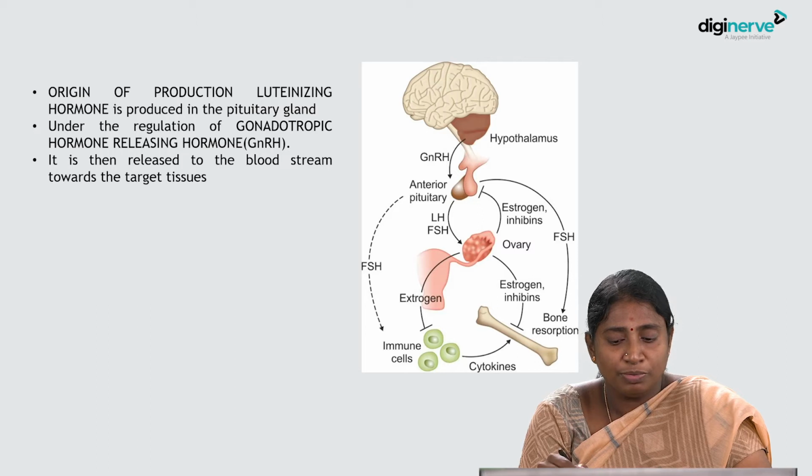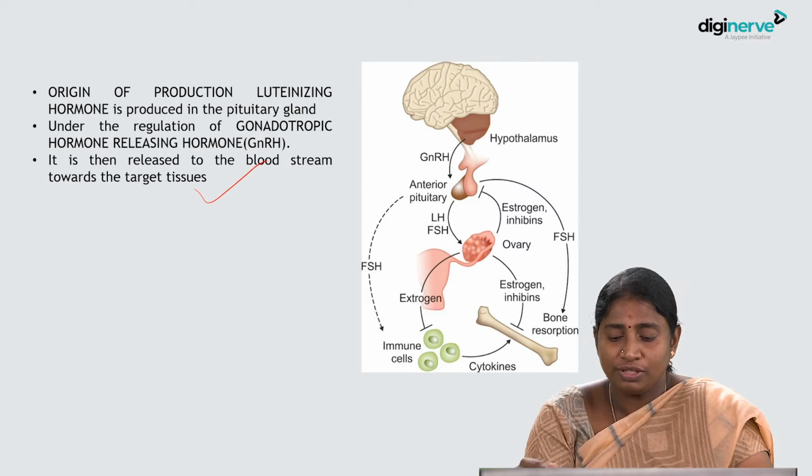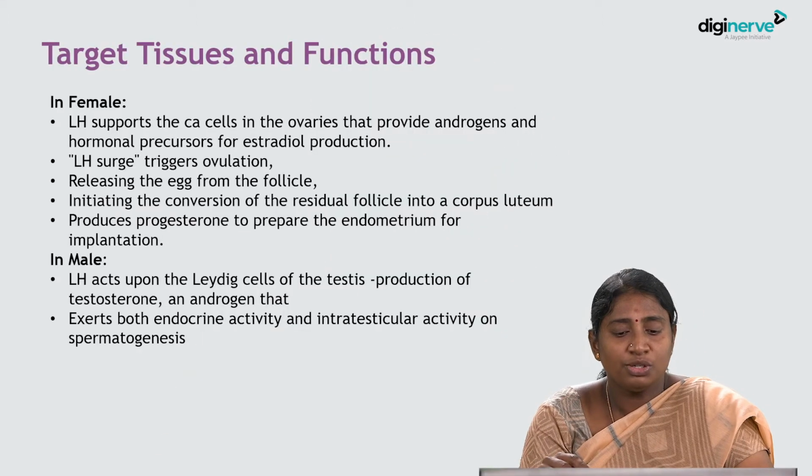So what's the origin and production of luteinizing hormone? It's produced in the pituitary gland under the regulation of gonadotrophin releasing hormone. It's then released into the bloodstream towards the target tissue. If you see this diagram, the hypothalamus secretes gonadotrophin releasing hormone, which acts on the anterior pituitary. From there it secretes LH, which acts on target organs, including the ovaries and other parts of the body.